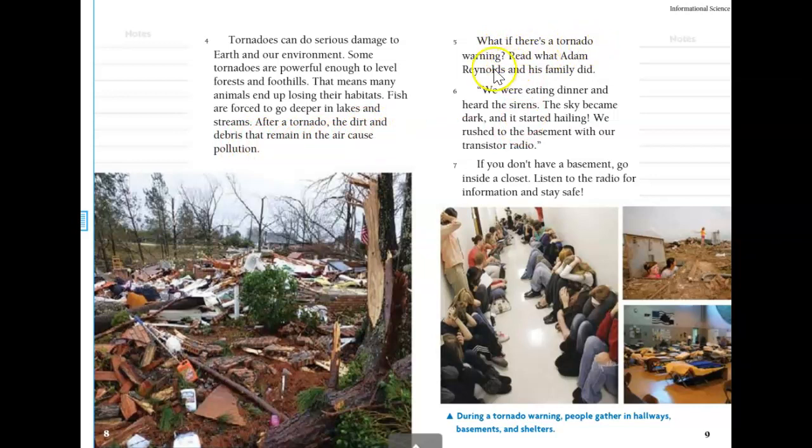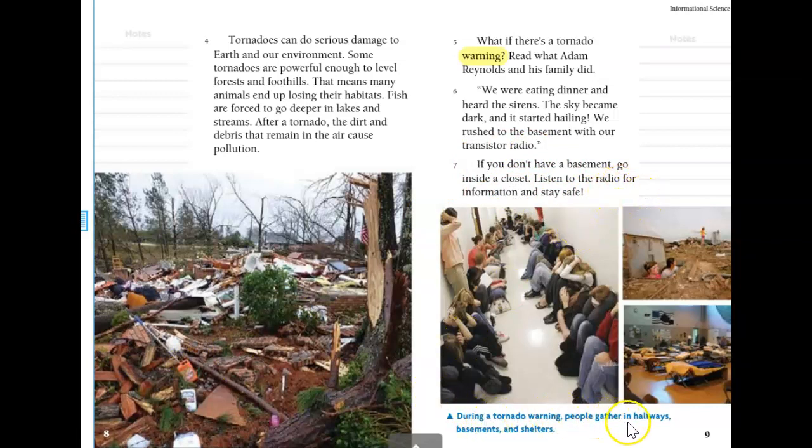What if there's a tornado warning? Read what Adam Reynolds and his family did. We were eating dinner and we heard the sirens. The sky became dark and it started hailing. We rushed to the basement with our transistor radio. If you don't have a basement, go inside a closet. Listen to the radio for information and stay safe.